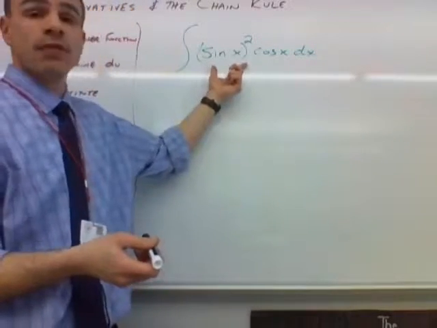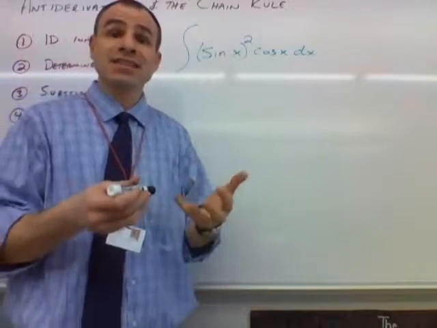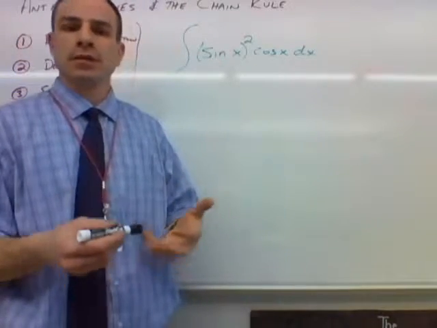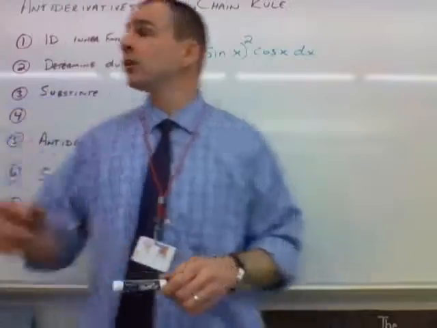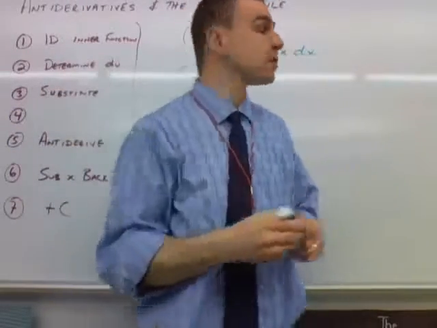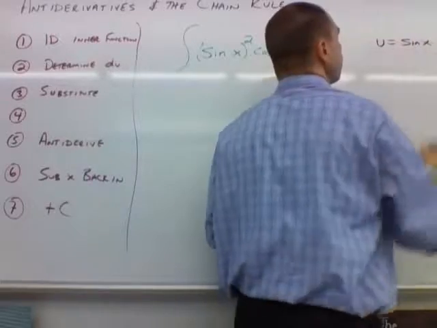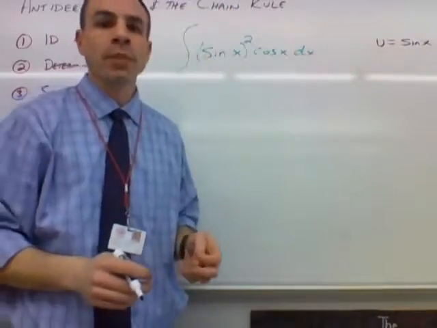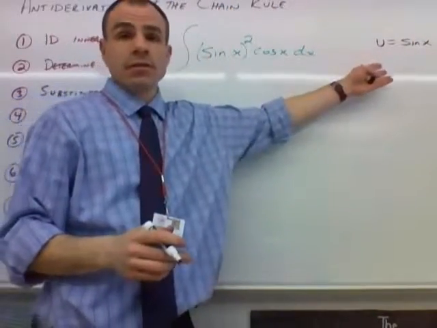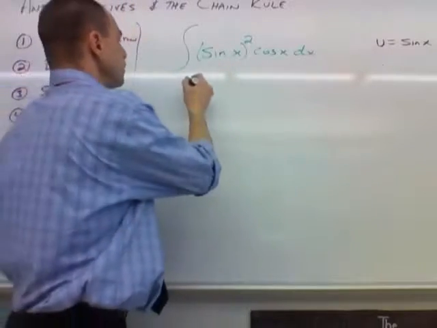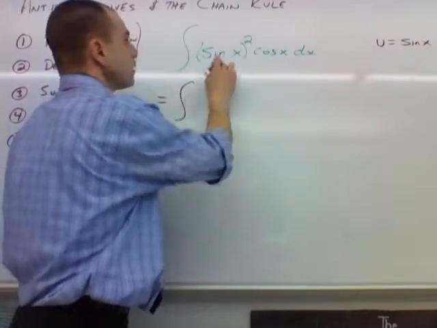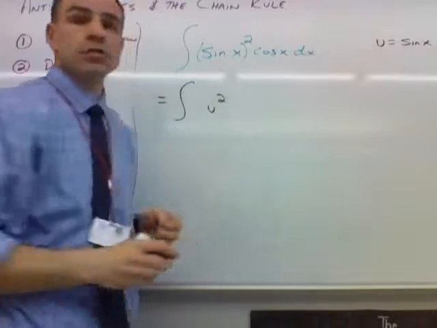Well, we can see here we have a sine x that is inside parentheses. Let's make u equal to that. We're going to set u equal to the inner function. So over here on the side, I'm going to have u equals sine x. Okay. Now that I have this, by substitution, this becomes u squared.